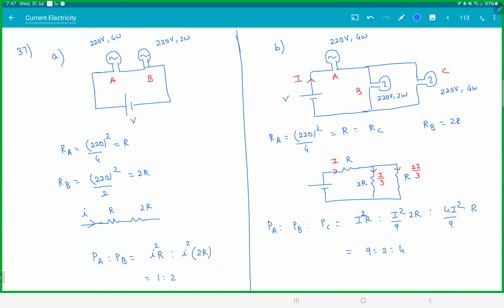That is the ratio of brightness. This is how you do bulb questions. Replace them with resistors, find the current and finish it off. Clear? Now in this, there is one more way of asking this. Any doubts on this page, please ask.